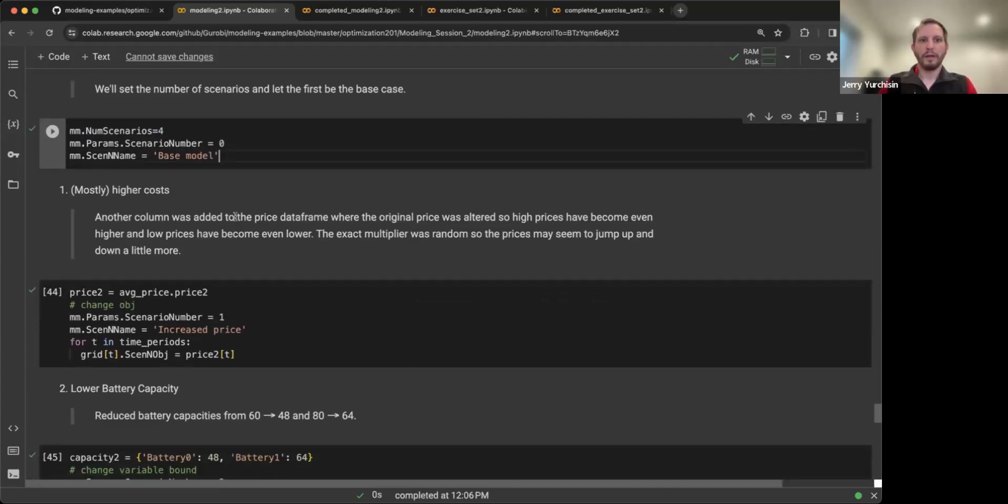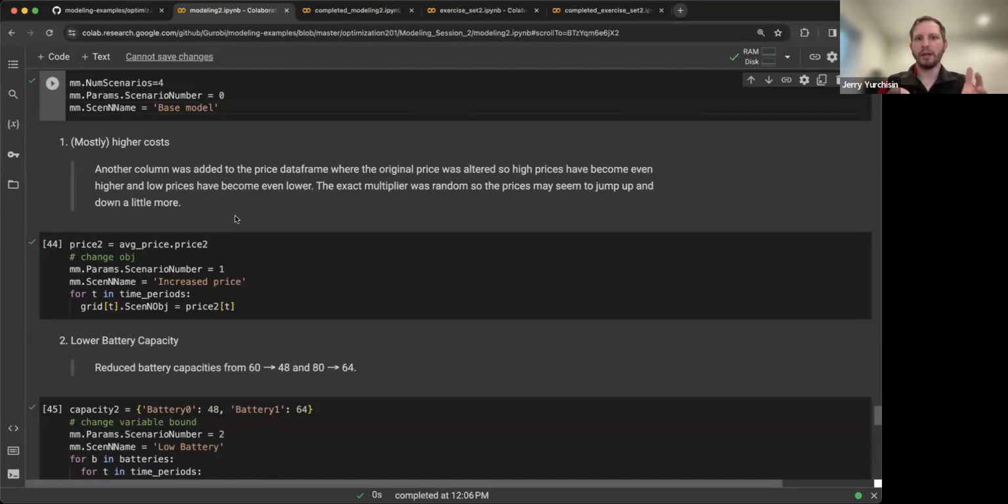So the first non-trivial scenario that we're going to look at is something that has mostly higher costs. I added another column to the data frame that we import for the prices. Essentially what I did was I took some number and said, if you're less than this number, randomly reduce the price. If you're higher than some number, then randomly increase the price by some percentage. So essentially the peaks get higher and the valleys get lower. It's making the prices a little bit more extreme during instances in which the prices are high. If you think about it like a normal curve, you're stretching it out.